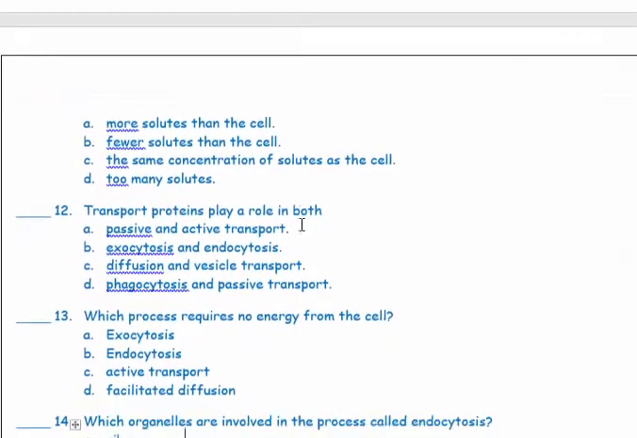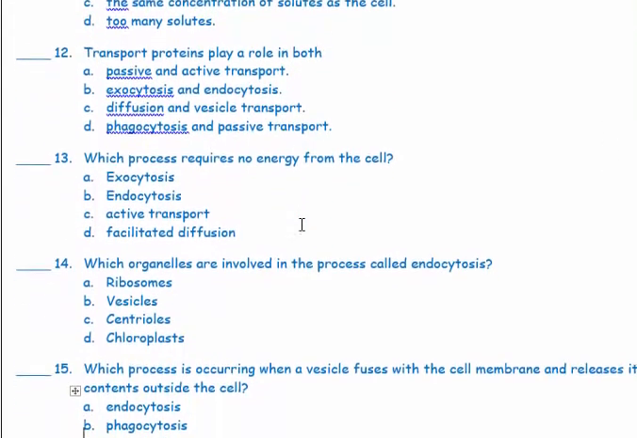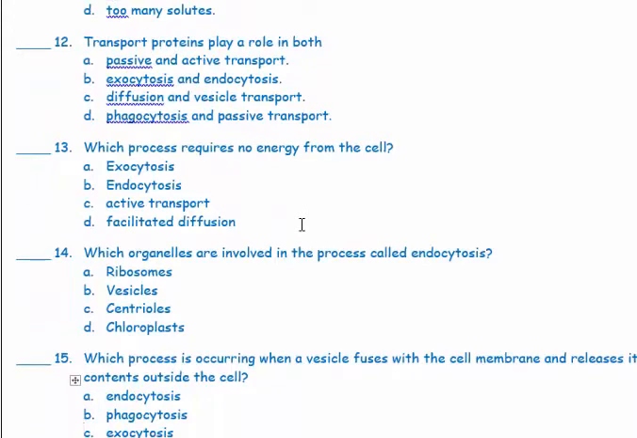Number 12. Transport proteins play a role in both. Of course, the transport proteins play a role in both the passive and the active transport. Some of the substances pass through the cell membrane without needing energy, and in this case we call it passive transport, although some of them pass through the transport proteins, while others need energy, and in this case we call it active transport, and some of them also use transport proteins.